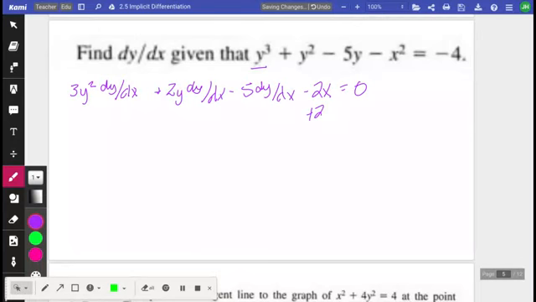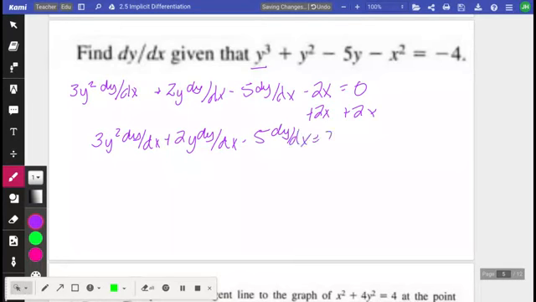So I'm going to move this 2x, the only thing that doesn't have dy over dx, to the other side. So that I have 3y squared dy over dx plus 2y dy over dx minus 5 dy over dx equals 2x. Then if you notice, all three of these terms have dy over dx. I can actually factor dy over dx out. I didn't mean to put an equal sign.